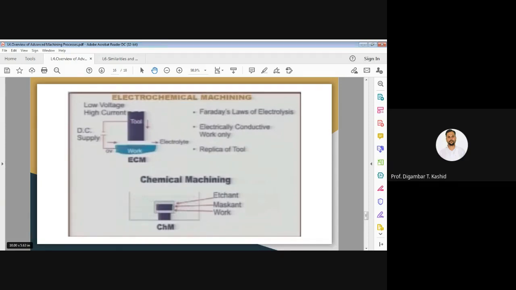Please draw this diagram. Simultaneously, you can put your roll number in the chat box, so that I can take the attendance.